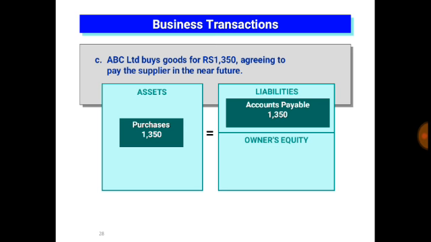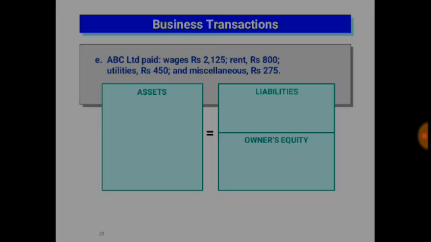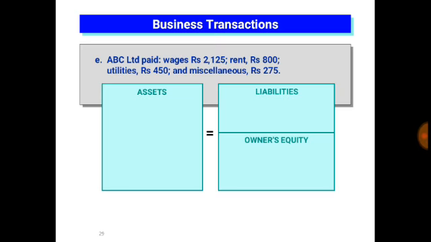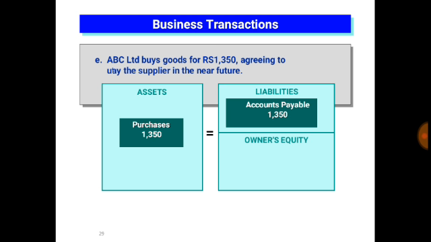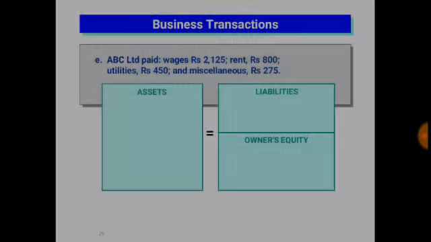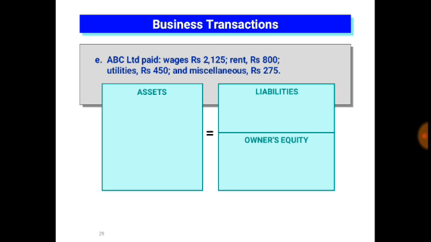Take the next example. ABC Limited paid certain expenses: wages, rent, utilities and miscellaneous expenses. These are the expenses. They are paid in the form of cash. Cash is an example of an asset. Therefore, assets will be down by rupees 3650, and expenses reduce the owner's equity. Again, the owner's equity will be down by 3650. So again, the accounting equation holds true.